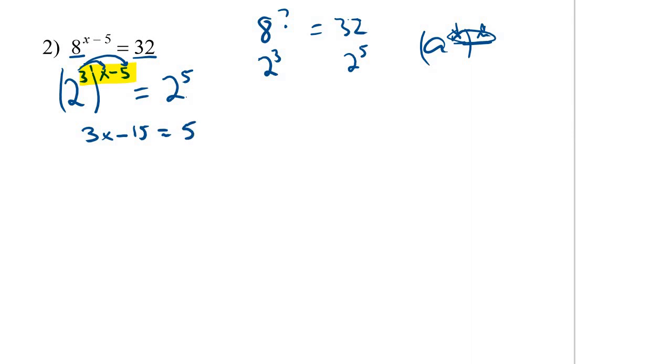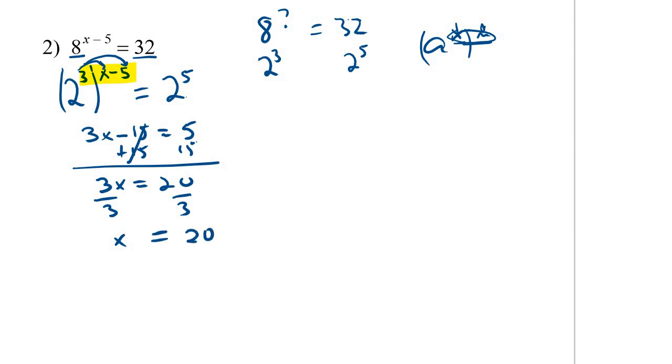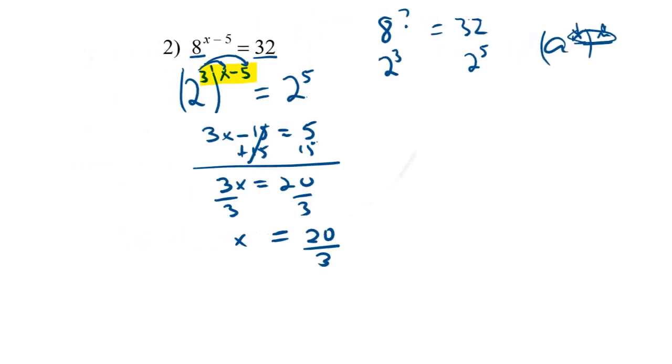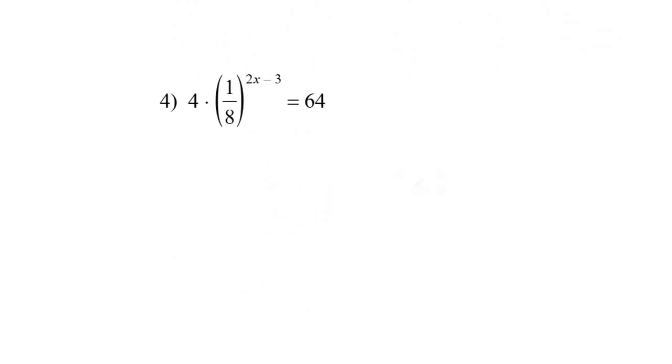So what is left now is to solve this simple linear equation. I'm going to add 15 to both sides, and I will get 3x equals 20. This is going to go away. Then I can divide both sides by 3. So x equals 20 over 3. That is that.